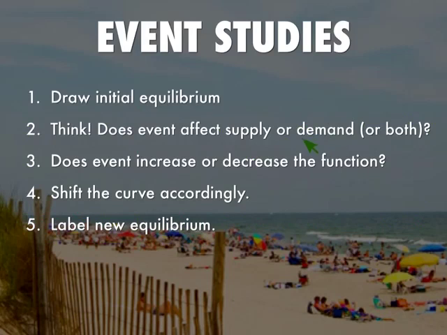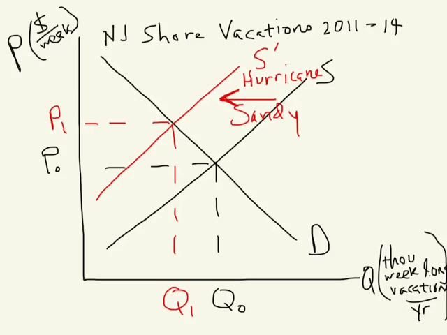There's going to be a demand event. They can afford fewer vacations. This is going to decrease demand. We'll shift the curve. Label the new equilibrium. If you have two events, I wouldn't label the new equilibrium until you're all done mapping them. But that's not the way it's going to work here. So now we have the second event, and let's change our color. Let's make it blue, just because that's different.